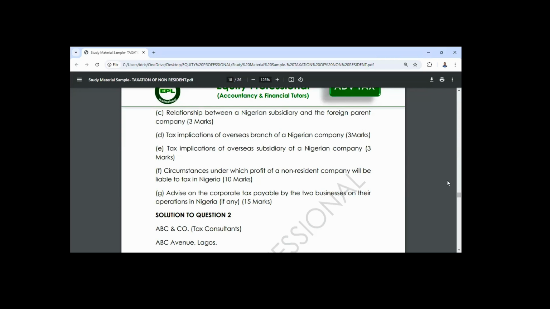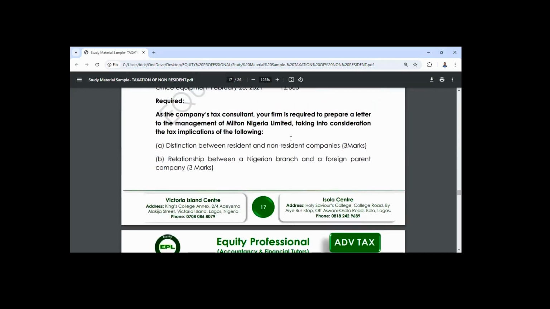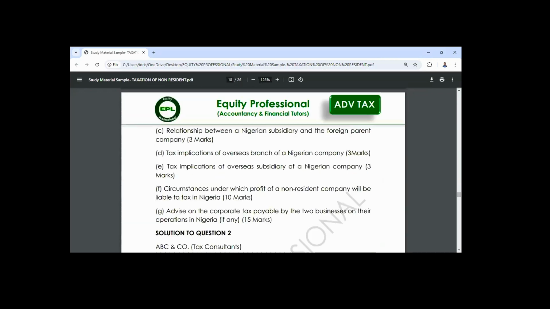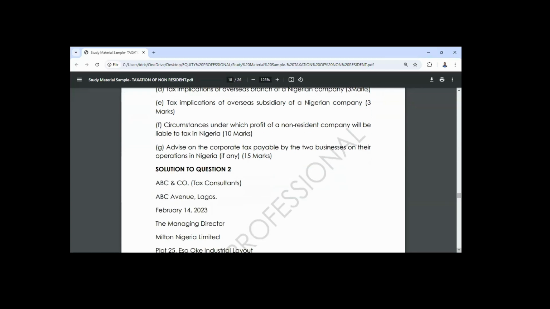This question, if you attend it, you have to answer it in the form of report writing, letter writing, because the requirement is your firm is required to prepare a letter. So you are not going to say this and this. You are going to arrange it in the form of report writing. In the question, the examiner did not mention the name of the tax consultant.